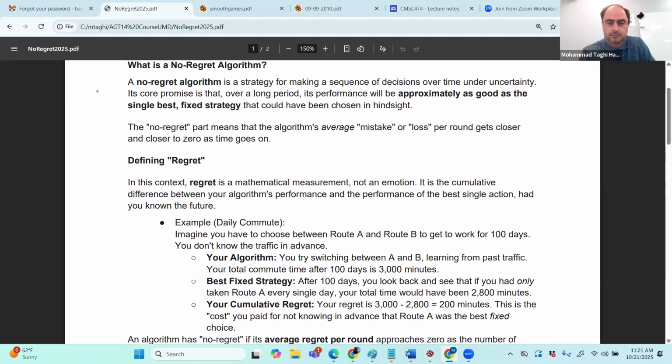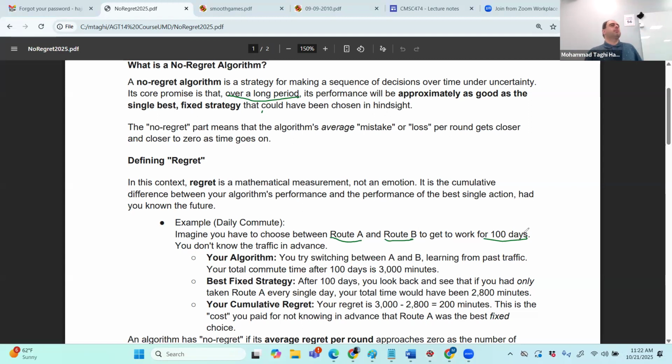So here, we will consider this over a long period. You want to choose between route A and route B to get to work for 100 days. This is the meaning of long. So you don't know the traffic in advance.